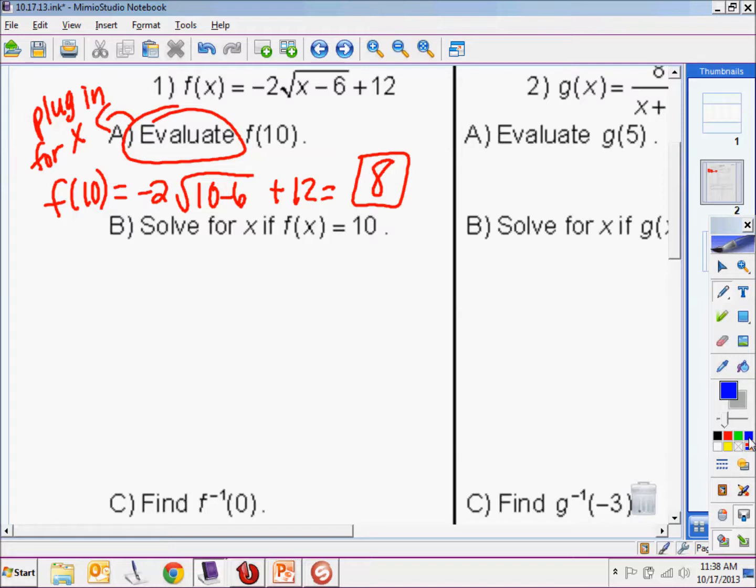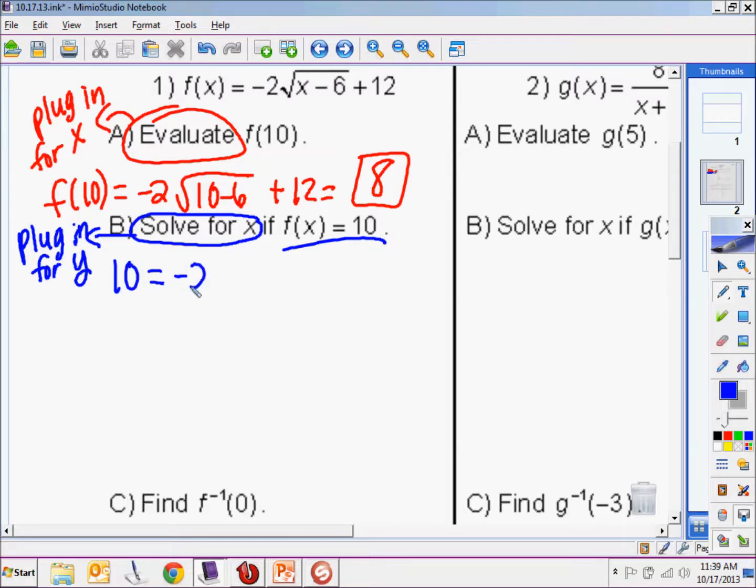Next we have f of x equals 10. When it says solve for x, that means you're plugging in for y. So wherever y or f of x is, that's where you plug in that value. So f of x is going to become 10. We're going to substitute. So 10 equals negative 2 times the square root of x minus 6 plus 12.